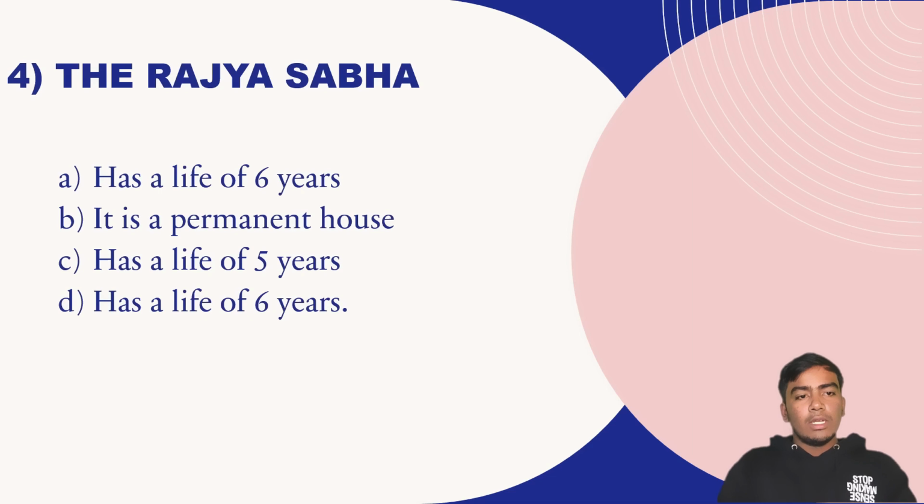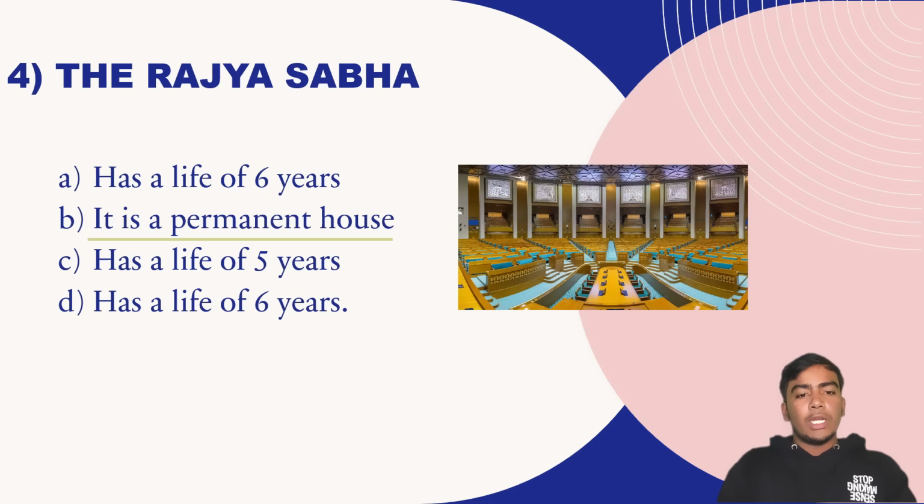The Rajya Sabha: option A, has a life of 6 years; option B, it is a permanent house; option C, has a life of 5 years; option D, has a life of 6 years. So the correct option is option B, it is a permanent house.